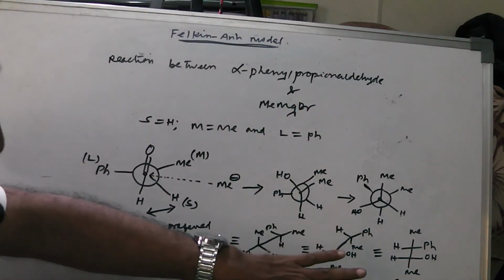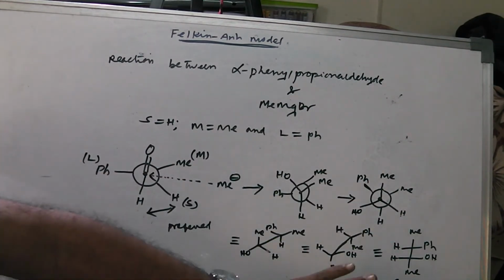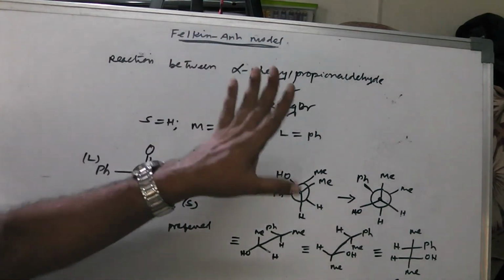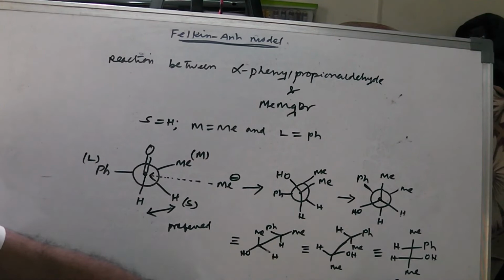So similar to Cram's model, in Cram's model also we will get erythro as the major product. In this case also, in the Felkin-Anh model, we are getting erythro as the major diastereomer.